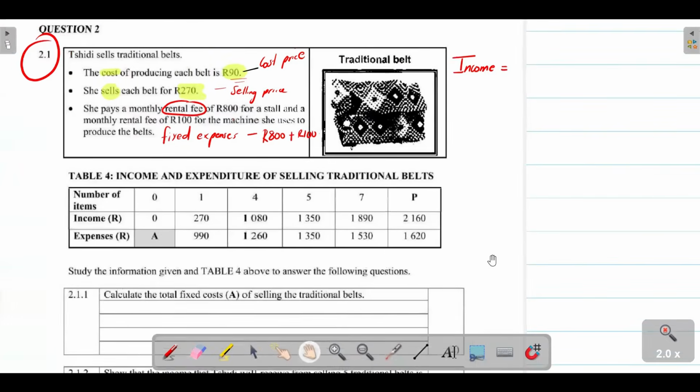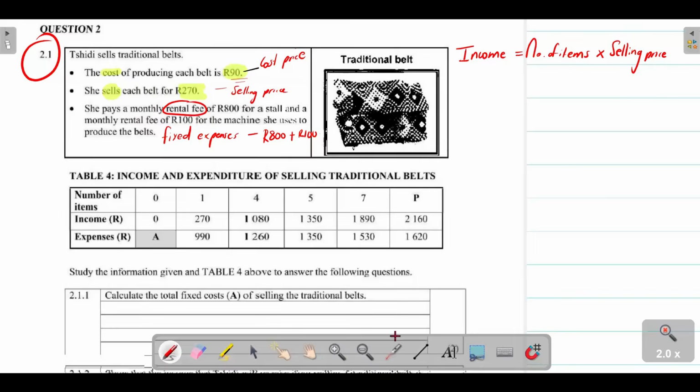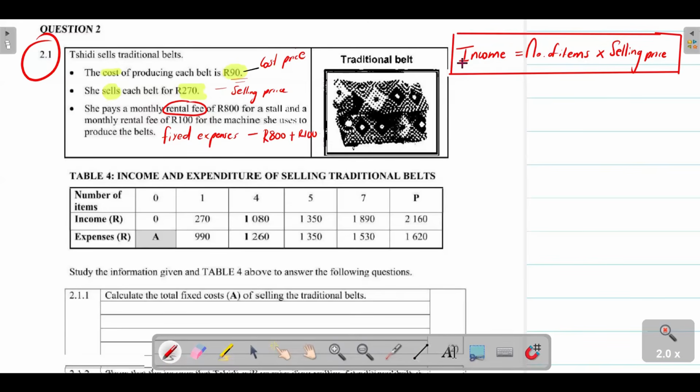To get the total income that a business is going to make, you take the number of items sold, multiplied by the selling price. That is how we go about calculating the income. You just take the number of items multiplied by the selling price. Then same here again: if I want to calculate the total expenses.